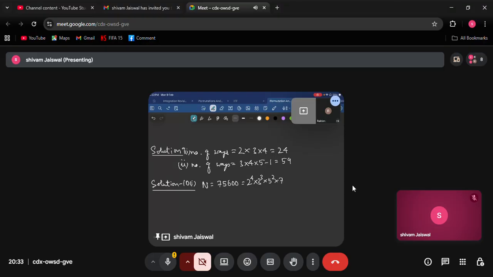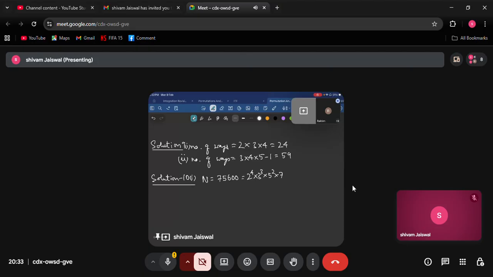Sir, I was doing like 4 plus 1 into 3 plus 1 into 2 plus 1 into 1 plus 1, minus 1. But why are you subtracting 1? Even if you select nothing, that is also a divisor of 75,600, right? Yes, sir, now I understand. Number of divisors will be equal to 4 plus 1 into 3 plus 1 into 2 plus 1 into 1 plus 1. That will give us 120. So I'm going to generalize this, everyone. Generalization.